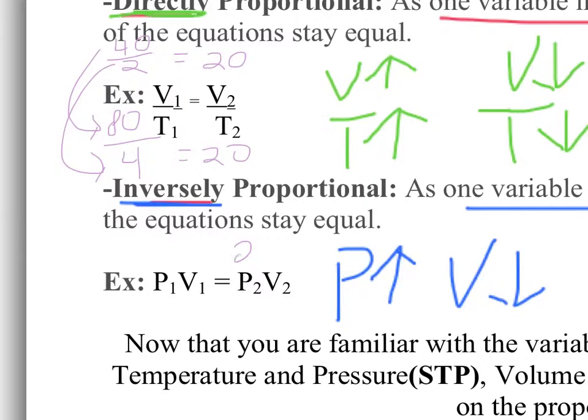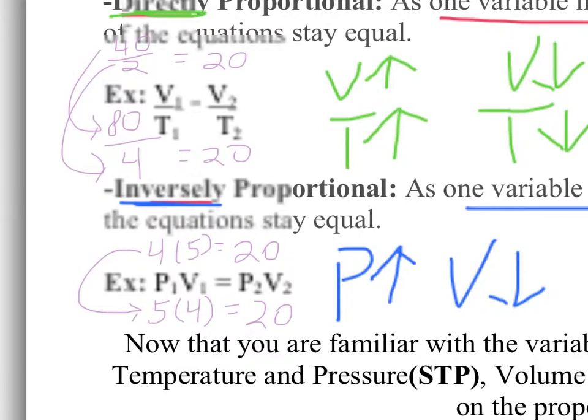Same thing here. If I say this is equal to 20, and I start out with a pressure of 4 and a volume of 5, that equals 20, right? Now, what if I change my pressure to equal 5? What happens to my volume? It goes down. It becomes 4. All right? As my pressure went up, my volume went down. Pretty simple.